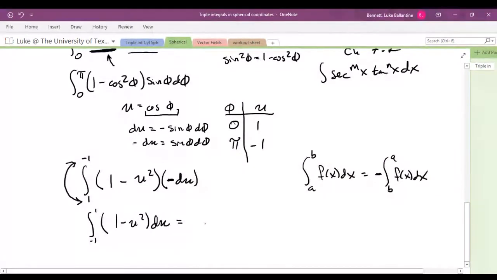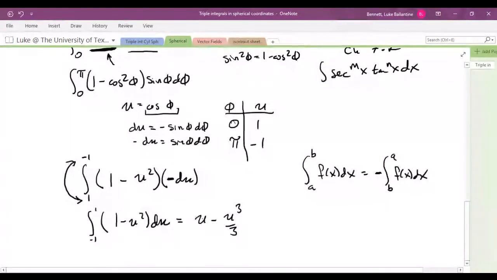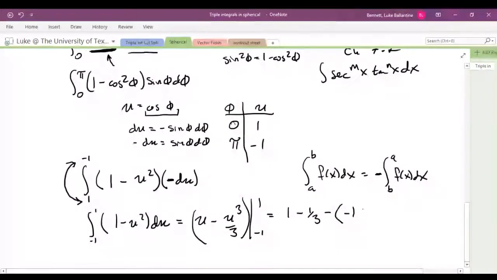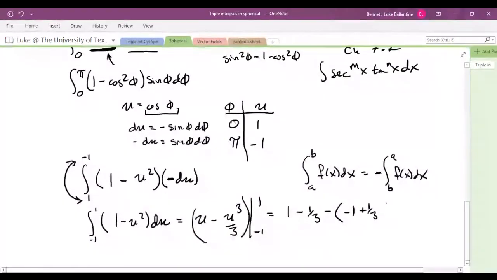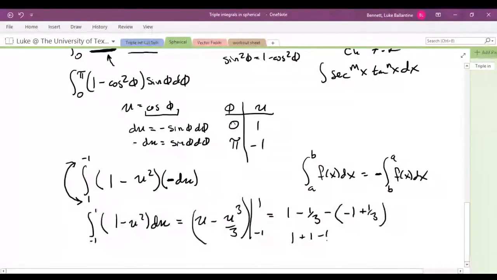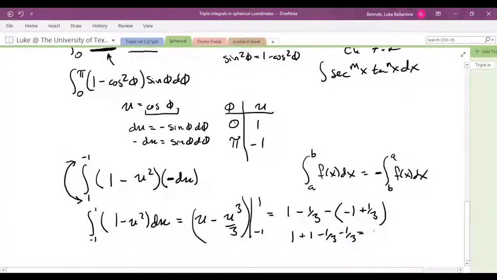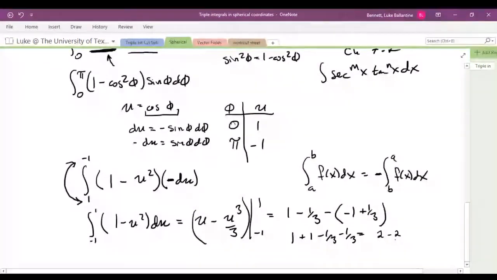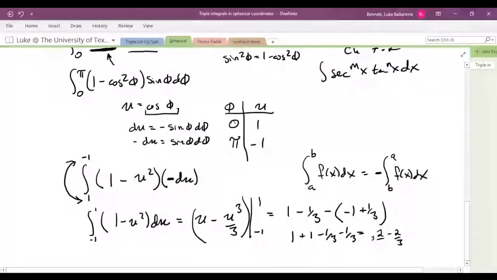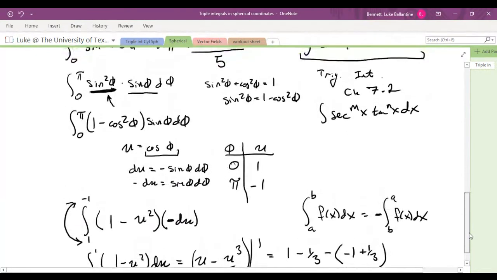Okay, so this integrates to u minus u cubed over 3, evaluated from negative 1 to positive 1. So we have 1 minus 1/3 minus negative 1 minus negative 1/3 plus 1/3. So this turns into 1 plus 1 minus 1/3 minus 1/3. This is 2 minus 2/3. This is over 3. 6 minus 2, so this is 4 over 3. The integral is 4 over 3.